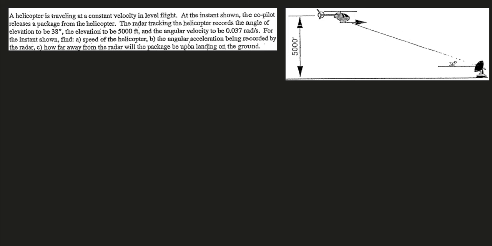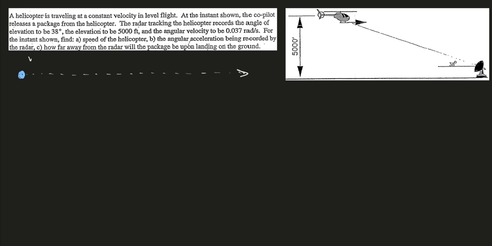So I have a helicopter traveling at a constant velocity. Constant velocity should jump out to you immediately. Constant velocity means zero acceleration. Just make sure we definitely note that when we're drawing out the problem. Here's my helicopter. It's flying this way.